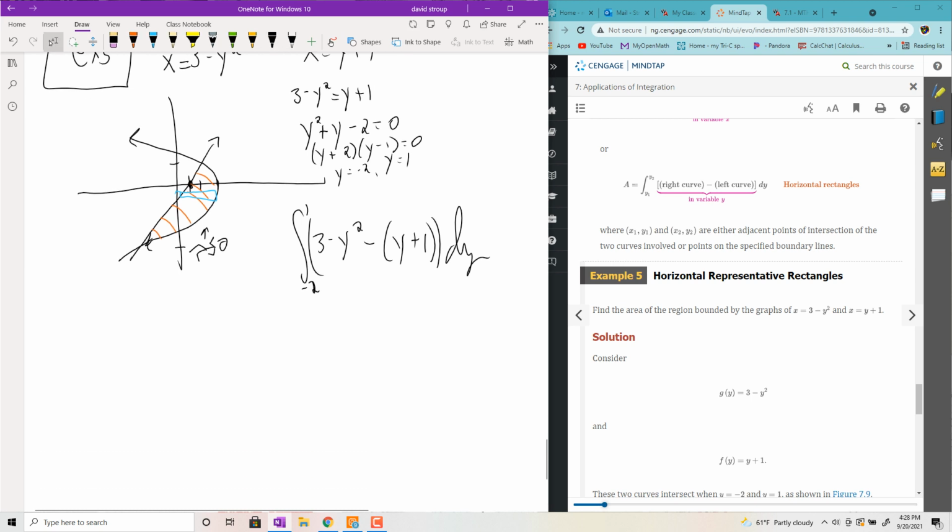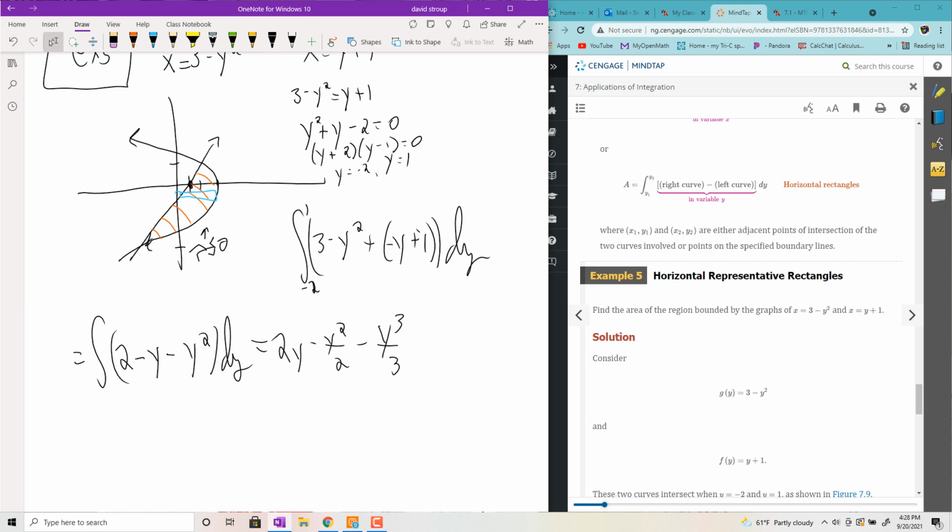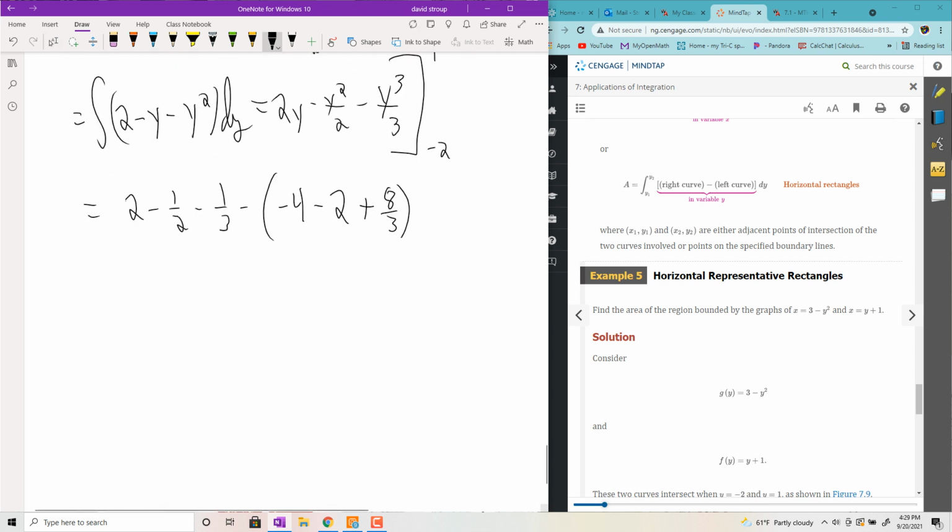And then I should be able to simplify first. Always simplify the integral before you try integrating. So I'm going to end up with 3 minus 1, so 2, and then minus y, and then minus y squared dy. And power rules, so 2y minus y squared over 2 minus y cubed over 3, and then the hardest part, for me at least, is just doing a little bit of arithmetic. So evaluate the antiderivative at 1, so I get 2 minus 1/2 minus 1/3. Then evaluate the antiderivative at -2, so I get -4 minus 4 over 2 is 2, minus -8/3 becomes plus 8/3. Hope that's right. Then we'll have 2 minus 1/2 minus 1/3 plus 4 plus 2 minus 8/3.